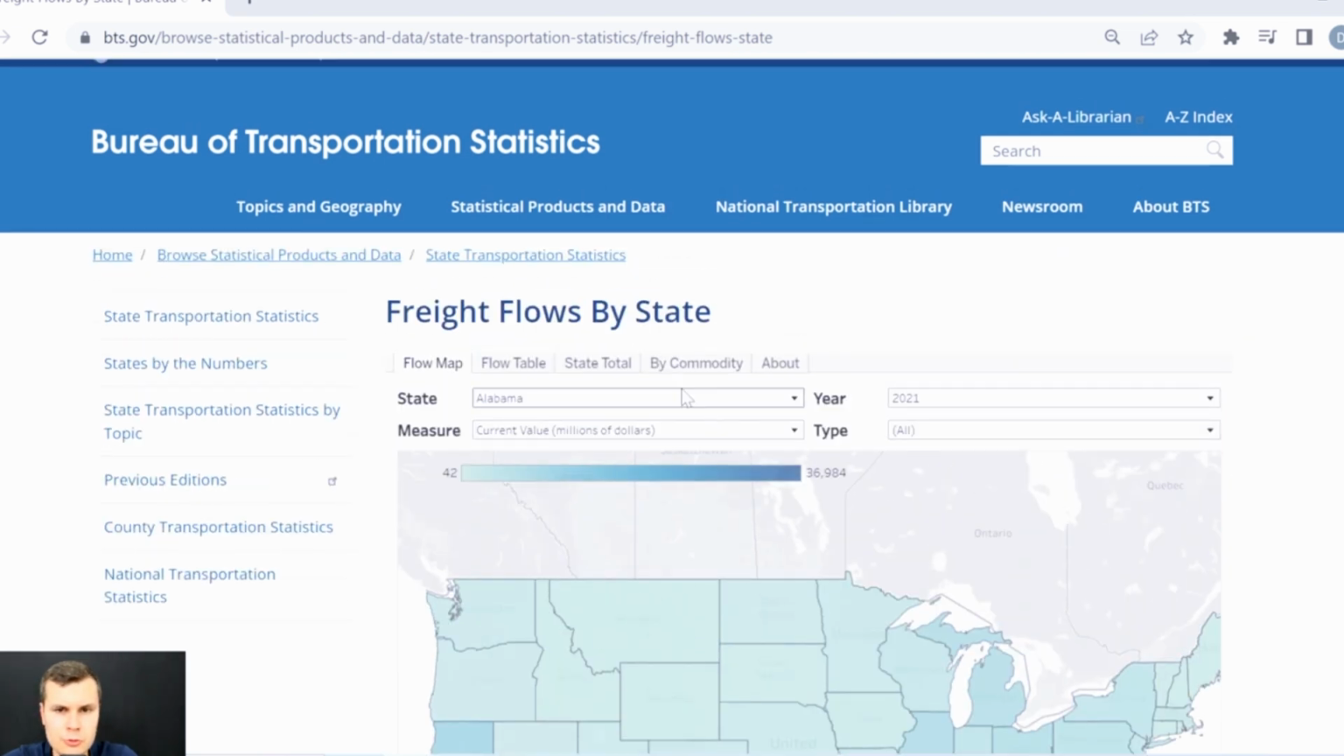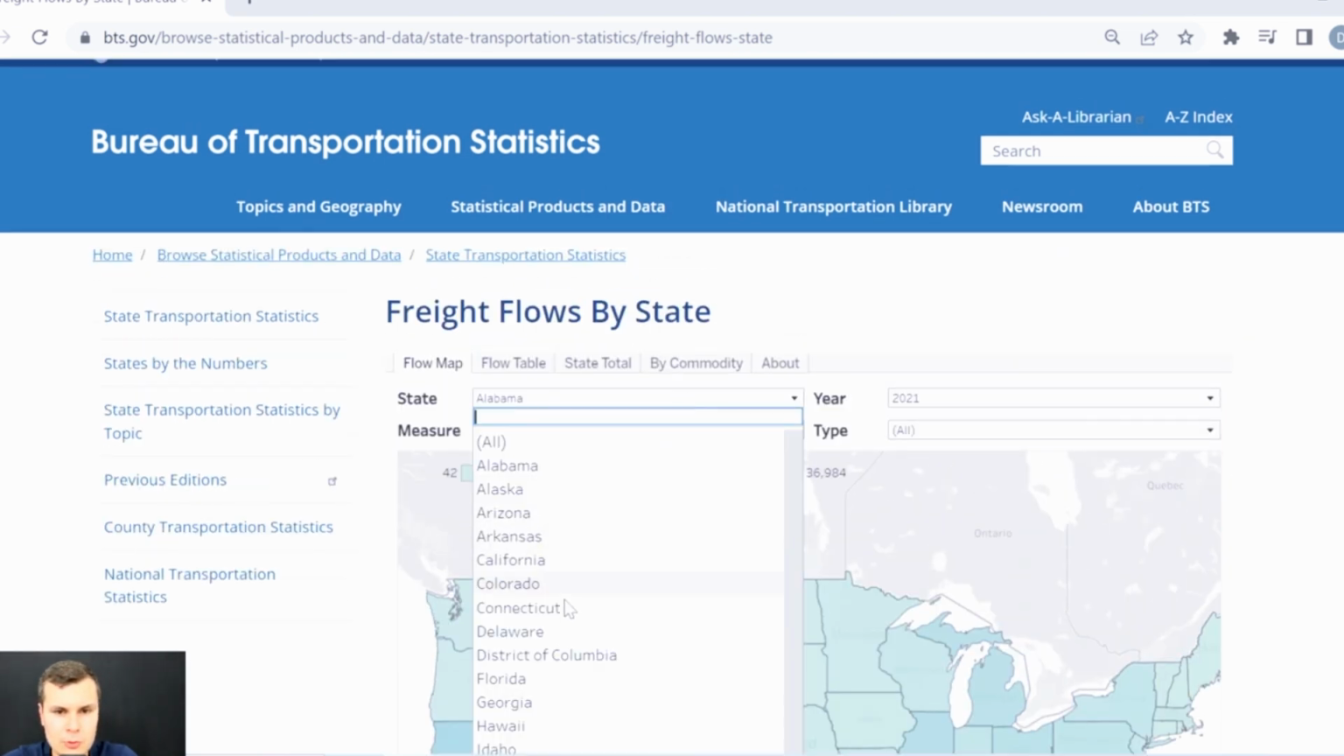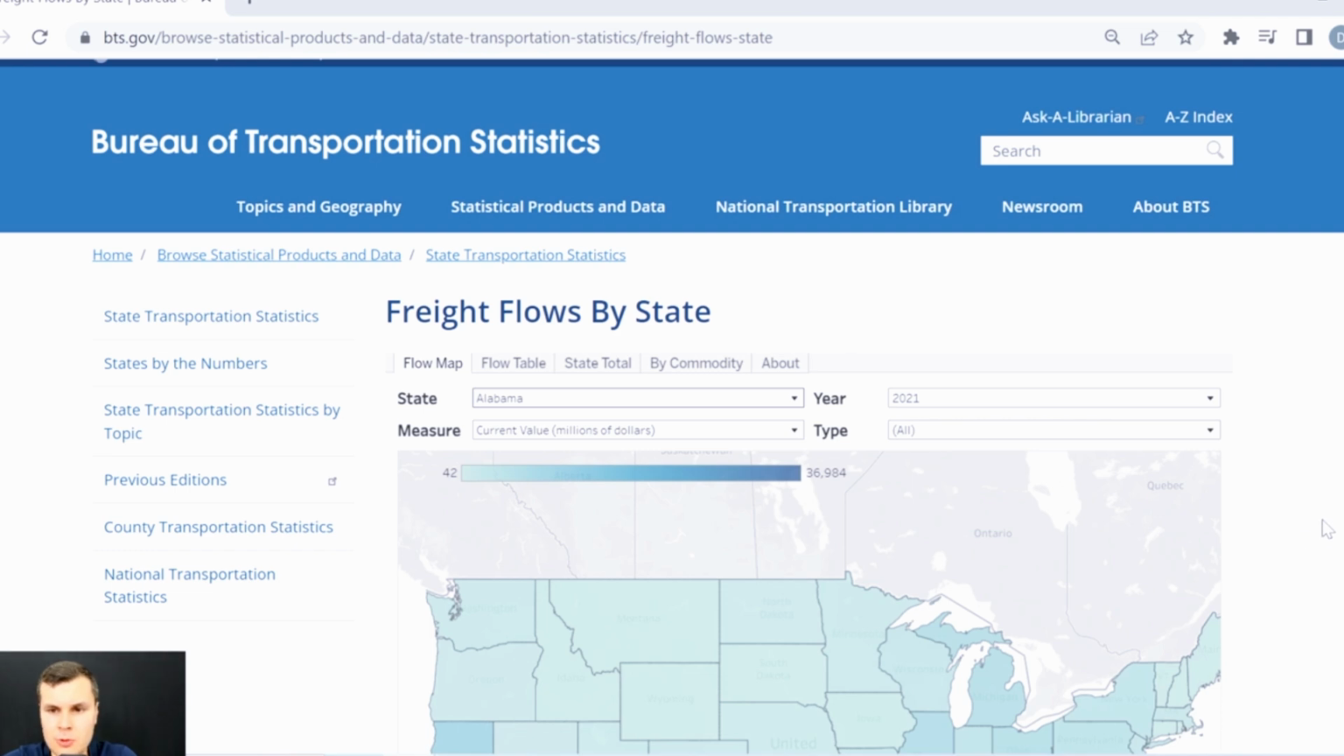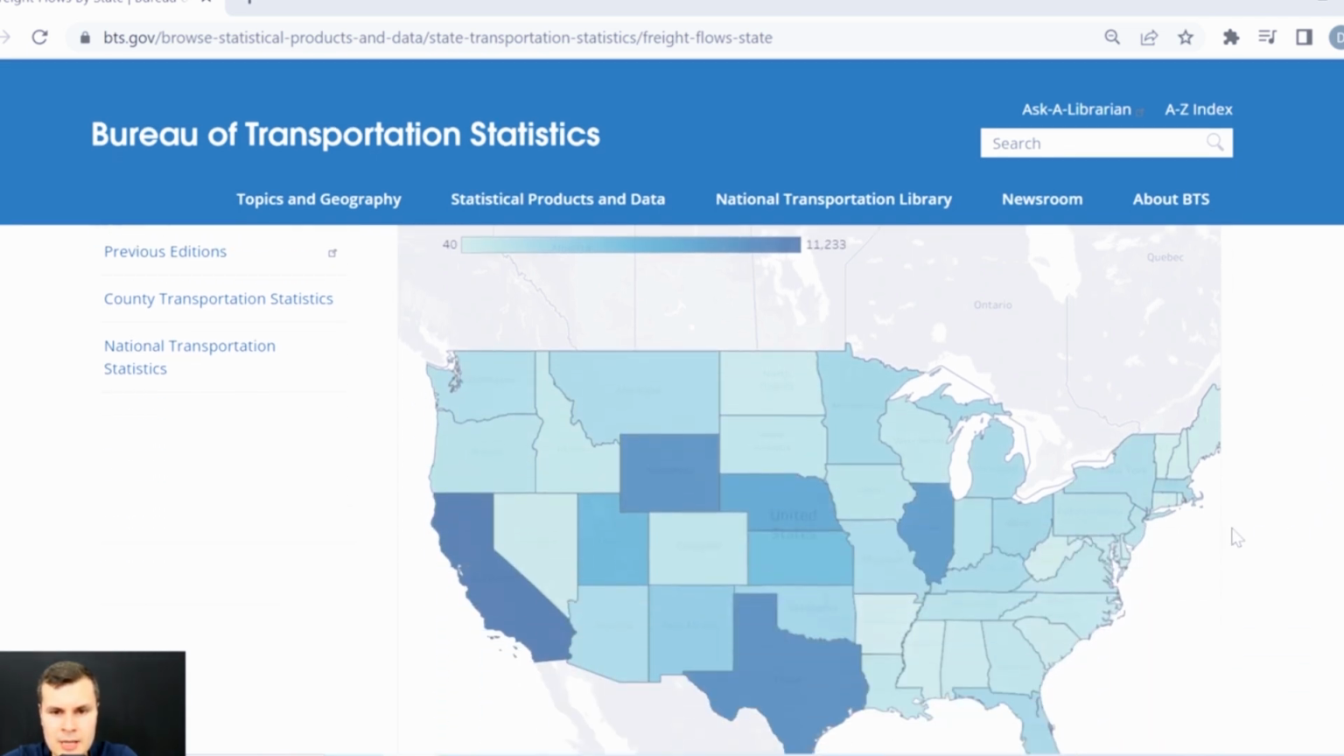And then we can choose a different state. I don't know, let's go for Colorado, for example. As you can see, the map changed. So now we're here in Colorado, and Colorado does trade a lot with its bordering states. It trades a lot with Wyoming, as well as Utah, Nebraska, and Kansas. But it actually trades the most with California, Texas, and it trades a lot with Illinois.